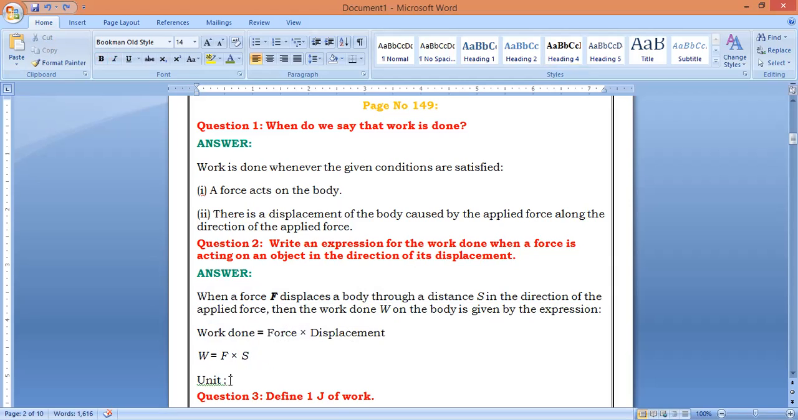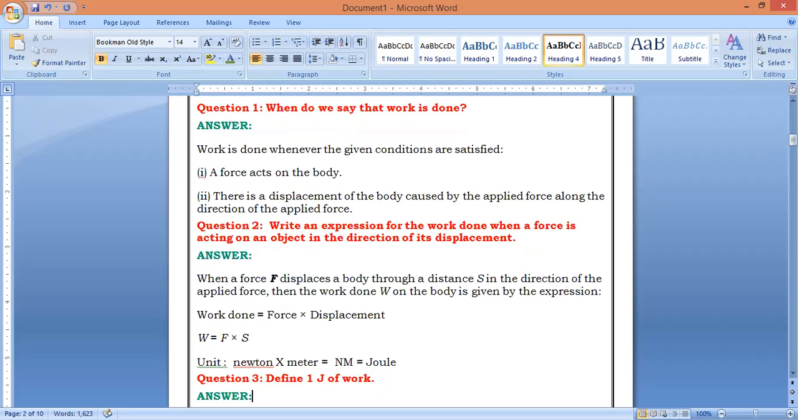Therefore work done is equal to F into S, and the unit is: force unit is Newton into displacement in meter. So the unit of work done is Newton meter, that is nothing but joule. Let us go to the next question.